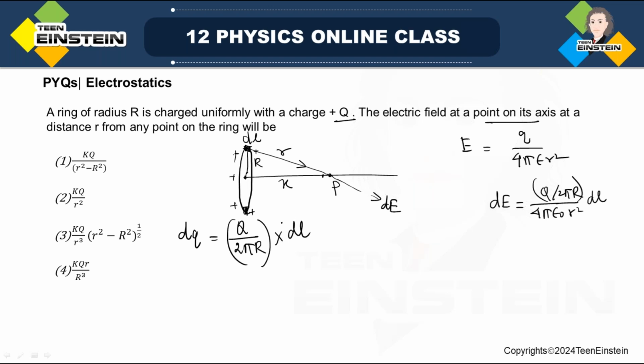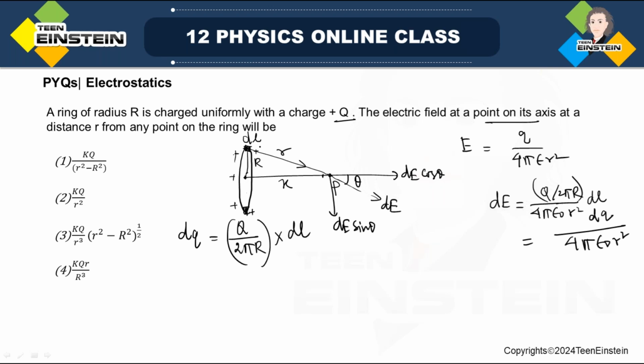Let me not worry about this. Let me just take this as dq itself. The whole part is dq by 4 pi epsilon naught R square. Now suppose this angle is theta, which it is making with the axis. Now it can have two components. One is this way, dE cos theta. Another component will be in the downward direction, dE sin theta.